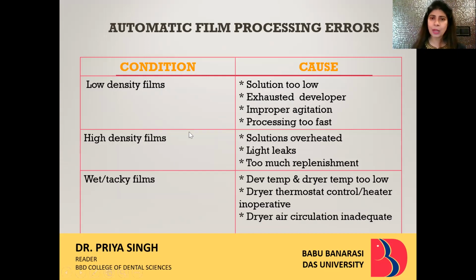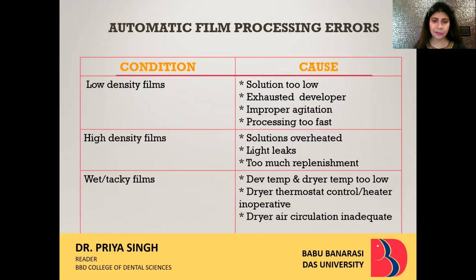Now coming to automatic film processing errors. So these were the manual processing errors, which are usually done by the individual, but at times it can happen even in the automatic film processor. First condition that can happen is low density film, where the solution is too low, exhausted developer which needs replenishment with time, improper agitation, as I told you, you have to stir it, and processing too fast.